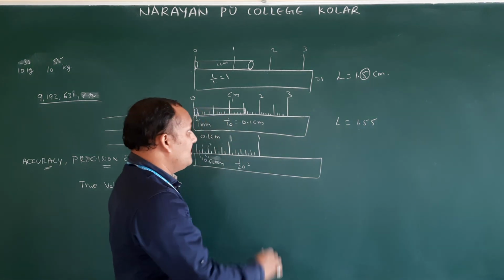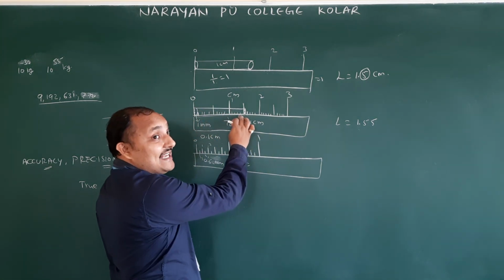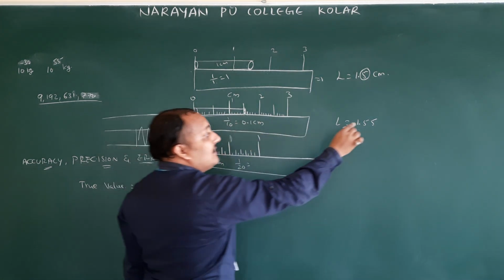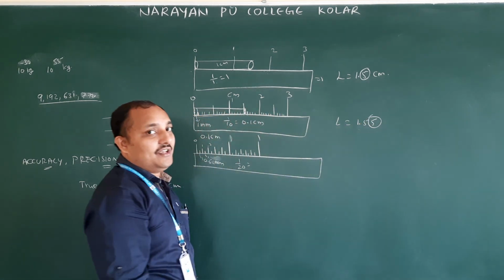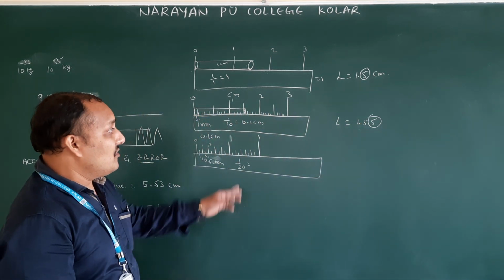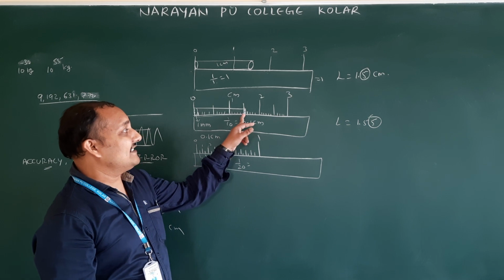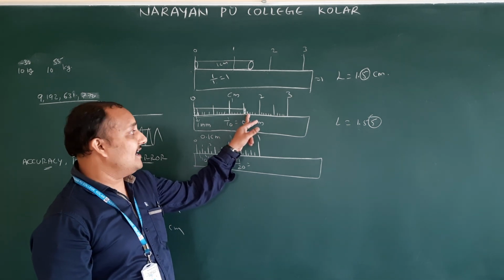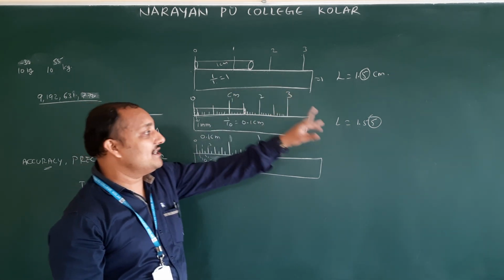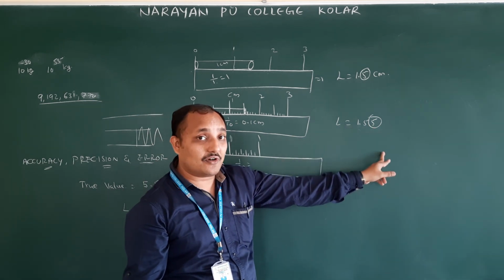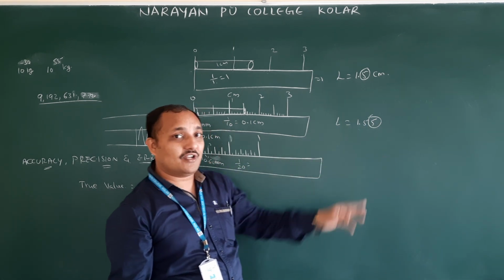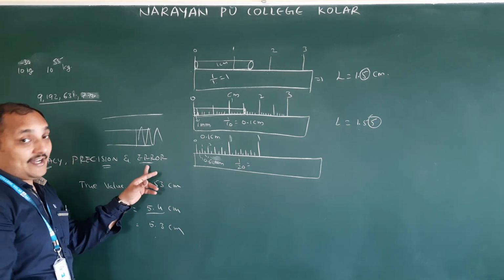1.55. 1.5 is the exact value, but this 5 we wrote extra because we don't know exactly where in between 1.5 and 1.6 it is. At the center it is there. Therefore, we assume this value. For this value also a name is there. That one only we are saying as error.